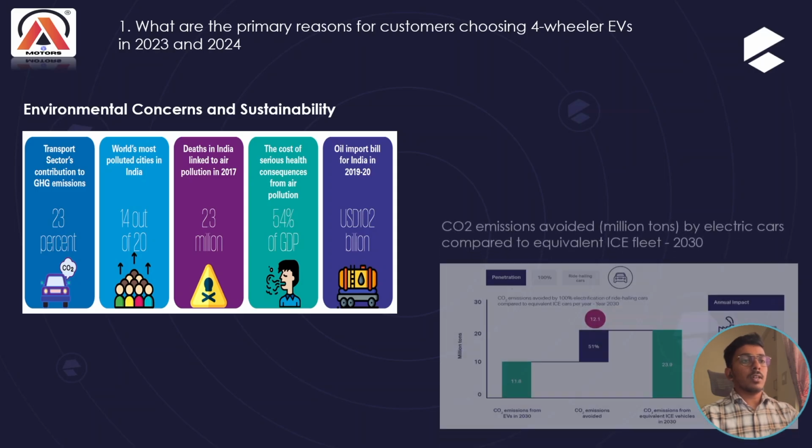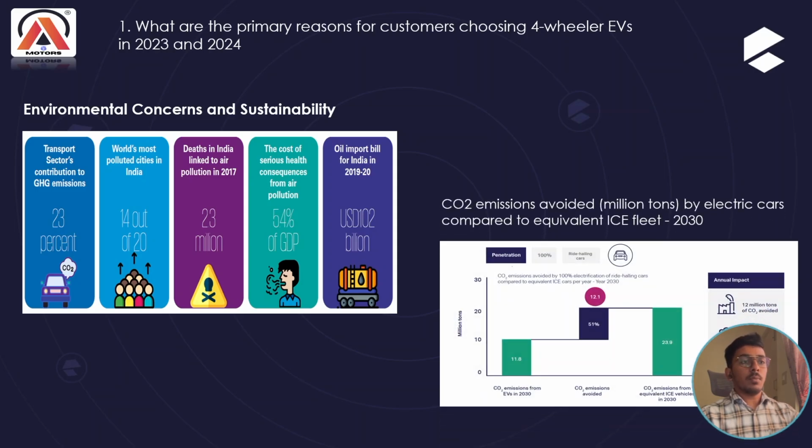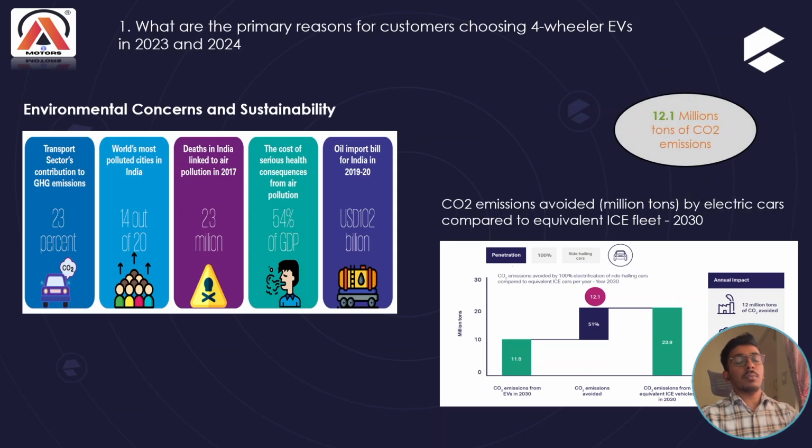In contrast, as per the below report from BluSmart, by 2030, if all the ride-hailing cars are electric instead of traditional ICE vehicles, we can save a massive 12.1 million tons of CO2 emissions, which is equivalent to 2 lakh trees. Through this, we can save almost 1 billion liters of fuel.